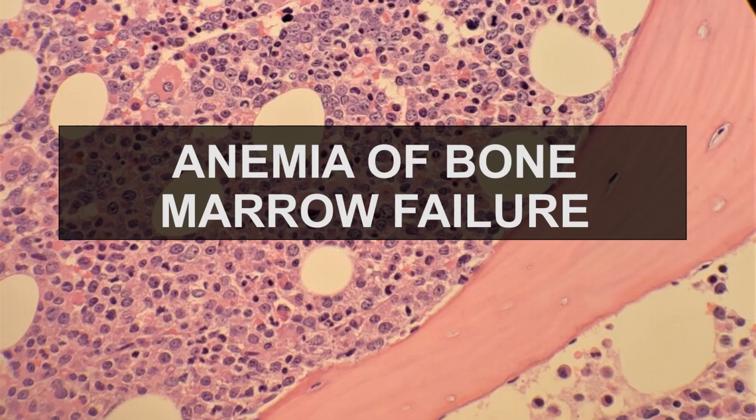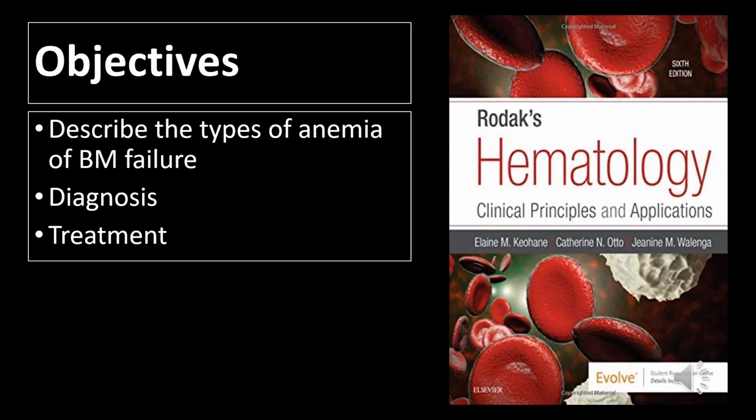For this week, we will be discussing anemia of bone marrow failure. The reference book for this topic would be the lecture notes and Rodak's Hematology Clinical Principles. Basically, the objectives of this discussion are to describe the types of anemia of bone marrow failure and how to diagnose them using laboratory parameters, and also to give the treatment and prognosis for each of the bone marrow failure types of anemia.